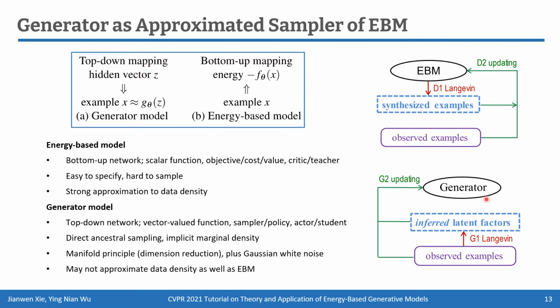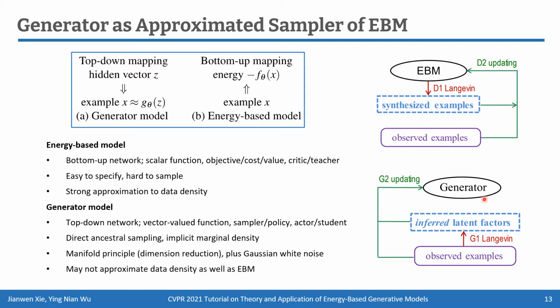And these two diagrams illustrate the ideas of learning the two models. For the energy-based model, in our past work, we call this a descriptor, in comparison to this generator. So you have an inner loop, where you use the Langevin dynamics to generate synthesized examples. And then by comparing the synthesized examples to the observed examples, you update the model parameters so that eventually they match in terms of statistical properties.